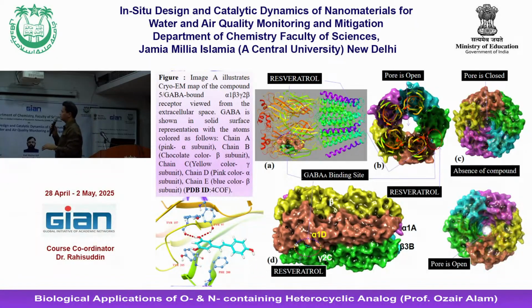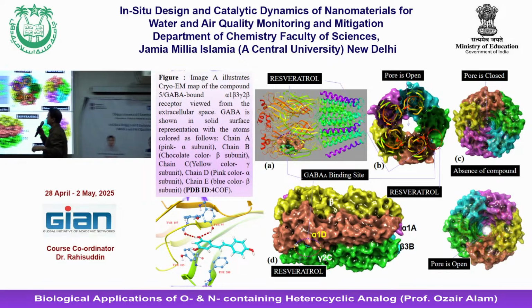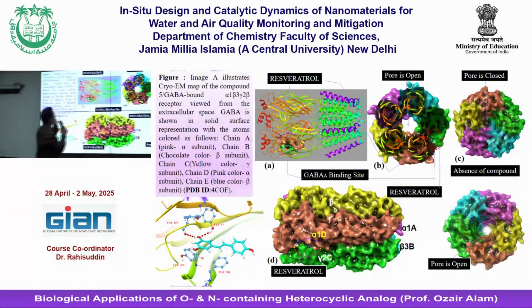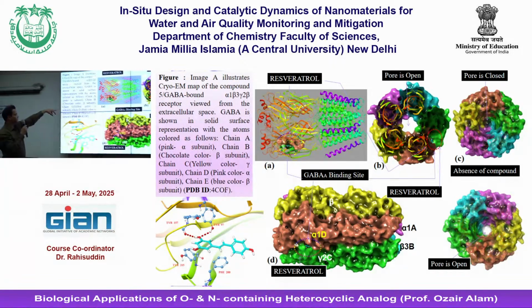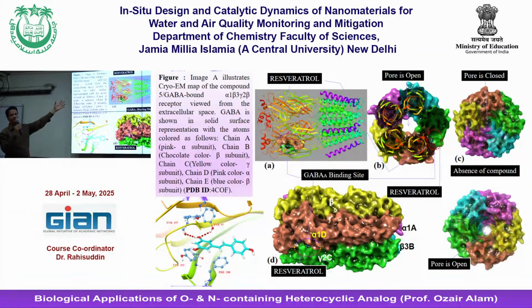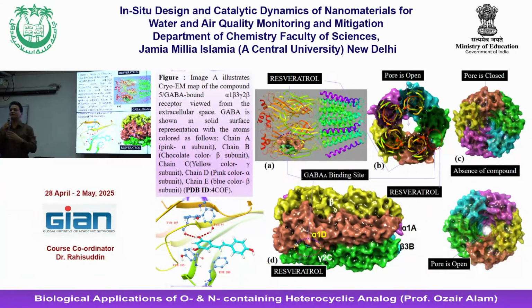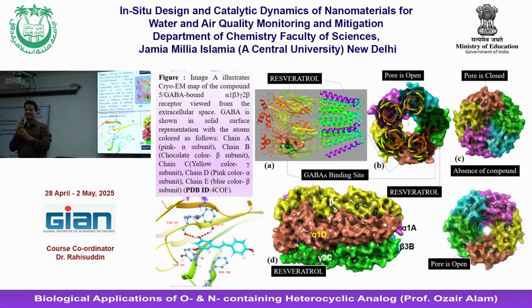Now, this work is already under communication. Another target we have chosen is the GABA A site, the GABA binding site. Already we know what GABA A is: pentameric, made up of 5 subunits, 2 alpha, 2 gamma and beta.